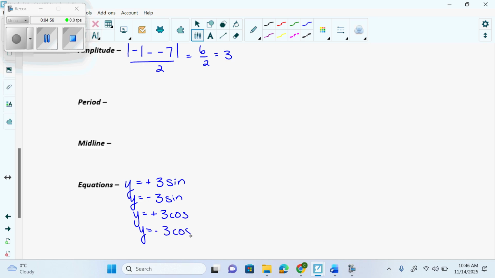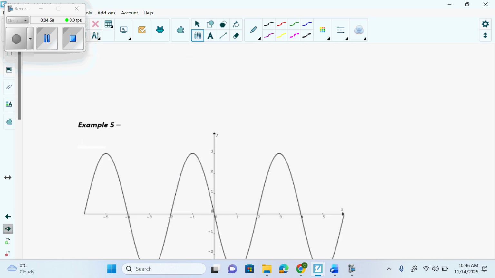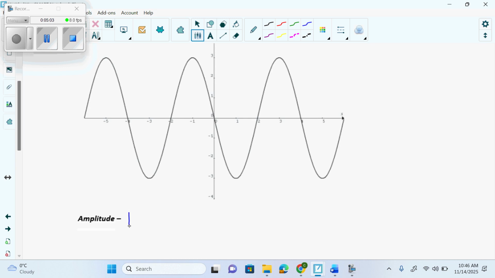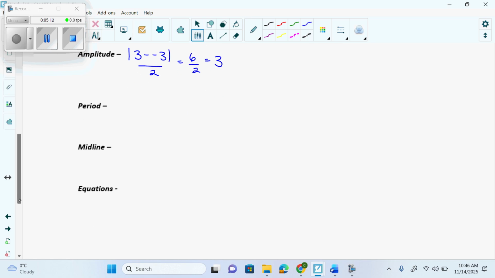Okay, next one. This one, we do absolute value of 3 minus negative 3 divided by 2, which is 6 divided by 2, which is 3. And we get our four equations. Y equals positive 3 sine. Y equals negative 3 sine. Y equals positive 3 cos. Y equals negative 3 cos. And then the next one.